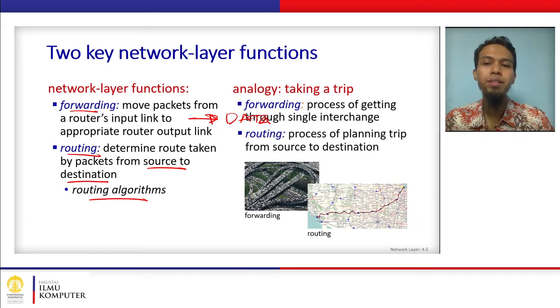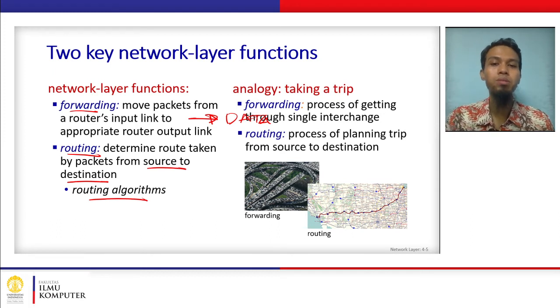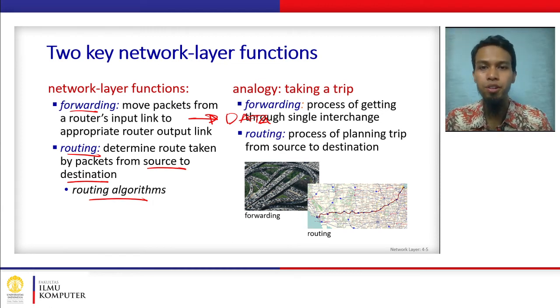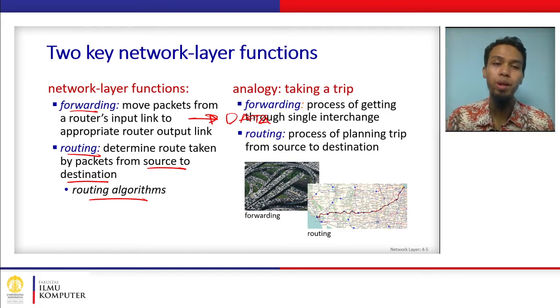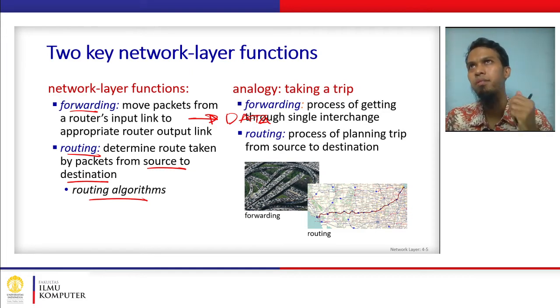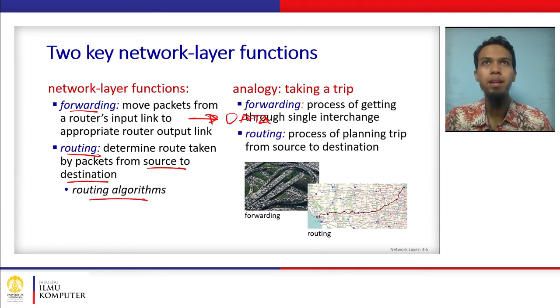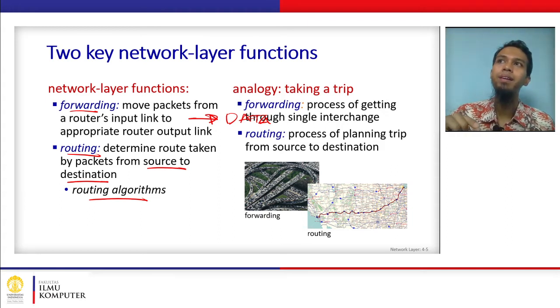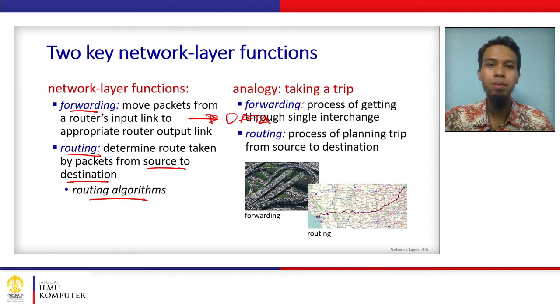All right, so if we take the analogy of taking a trip, forwarding is like the process of getting through a single interchange. For example, when I arrive at the traffic light, whether I turn right, turn left, or go straight, this is forwarding. Or let's say I take different modes of transportation: I walk from my home, then I take, I don't know, an angkot, and which angkot number, and then I stop at the bus stop, and then I take another bus, which is a specific bus number, and then I arrive at the train station, and then I take the train to the specific destination.